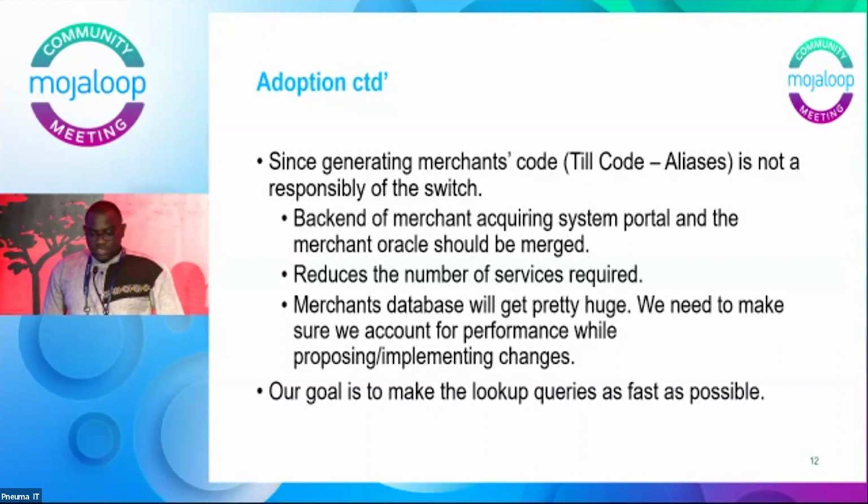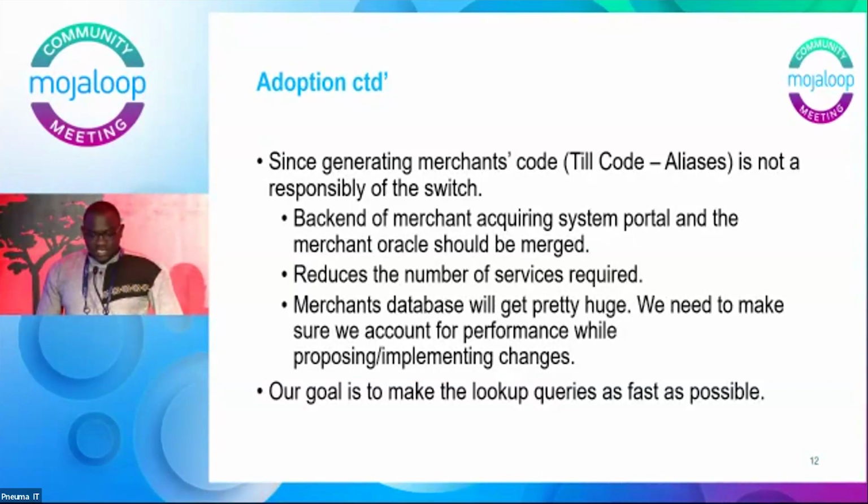So we thought the Oracle, what is the Oracle, should be merged with the merchant acquiring backend at that point. That way we reduce the number of services that we have to deploy and maintain. And also we anticipate, or it's very obvious, that the merchant database will get pretty huge very quickly. So we need to make sure that performance is still ensured, because our main goal is to make the lookup process as fast as possible.